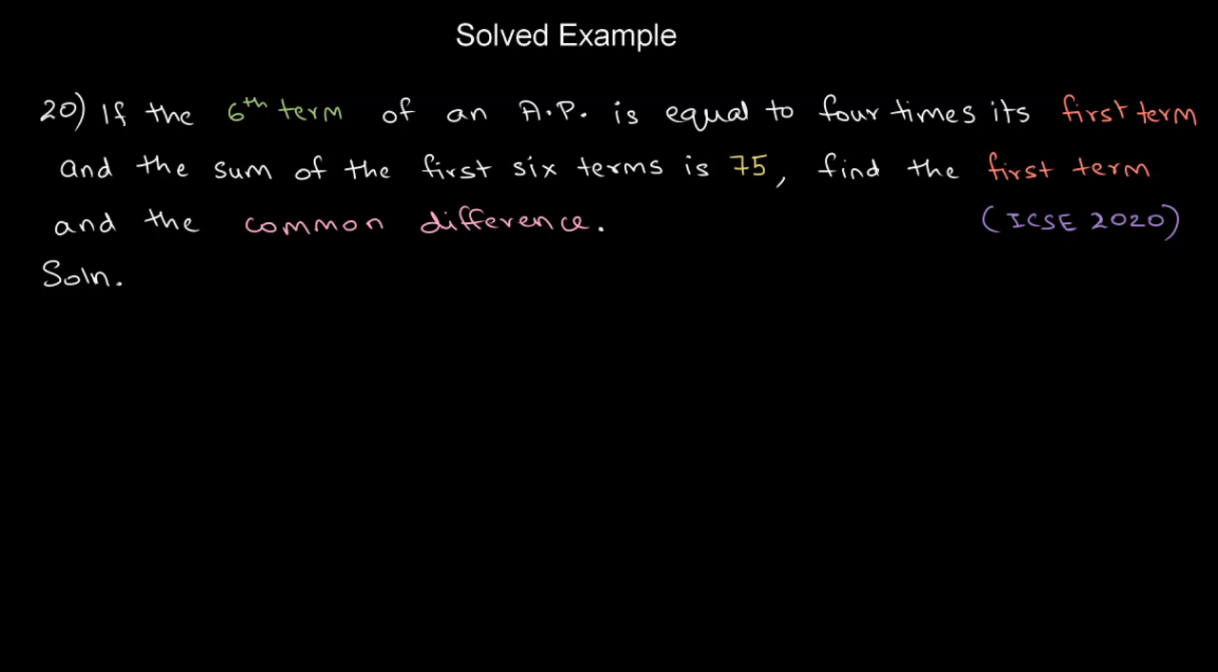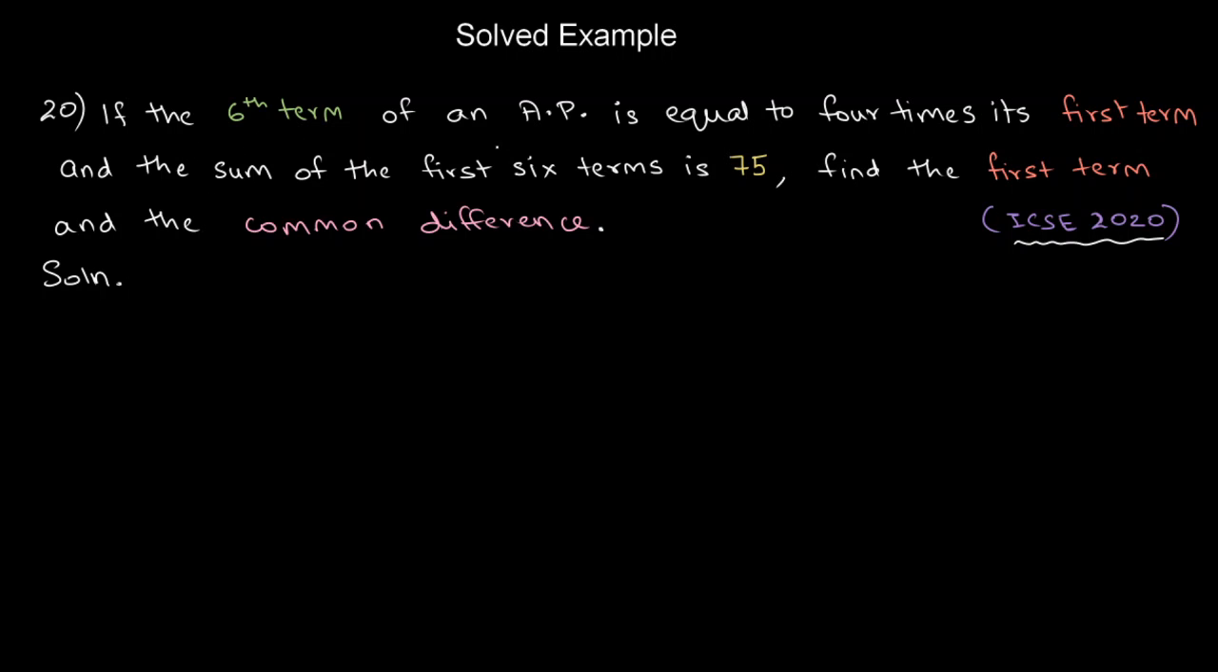If the sixth term of an AP is equal to 4 times its first term and the sum of the first 6 terms is 75, find the first term and the common difference. This question was asked in the ICSE 2020 examination, right? So let's start by noting the information given.